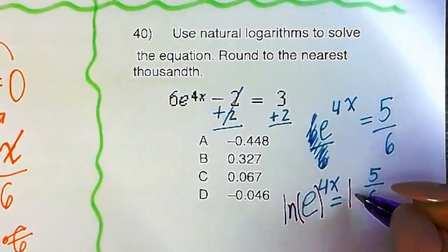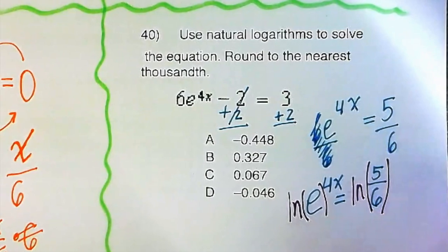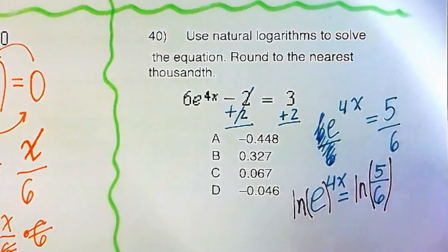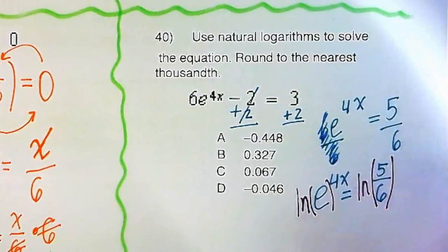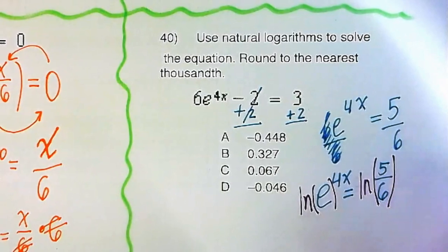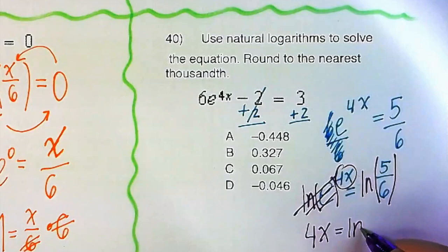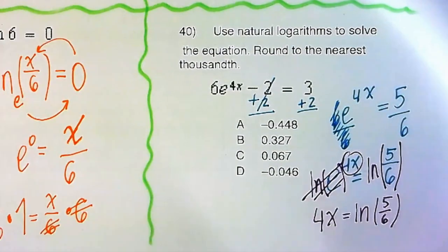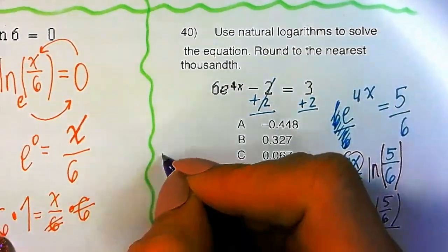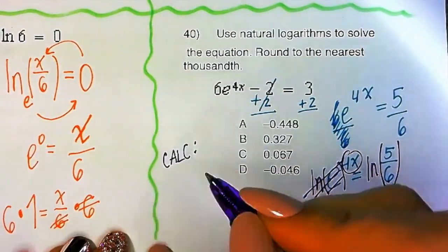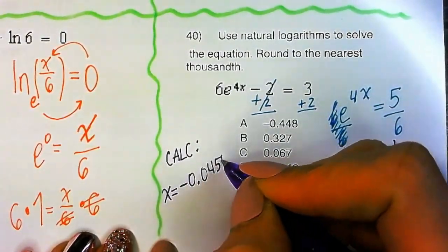We just saw a few minutes ago, ln of e to a power is just that power, so we'll have the ln of e to the 4x equals ln of 5 over 6. The left side becomes just 4x, the right side, ln of 5 over 6. Divide both sides by 4, use your calculator, and you'll get your final answer.